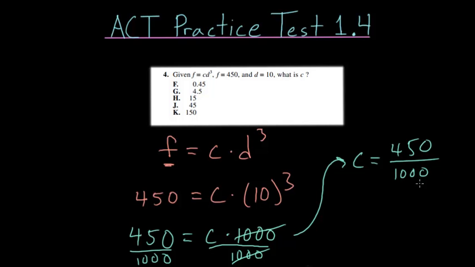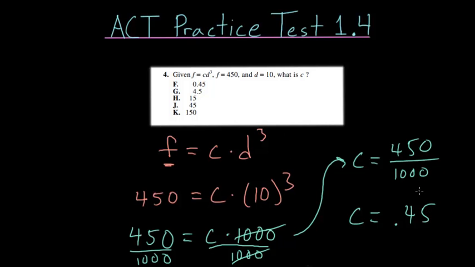Now, like my advice in previous videos, I would advise putting this into a calculator so that you get the exact decimal, just in case you've forgotten how to do this. And once you do that, you see that c is equal to 0.45.